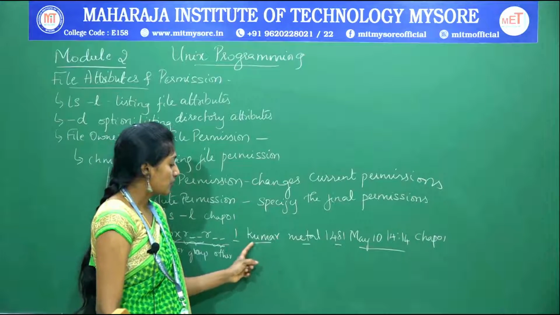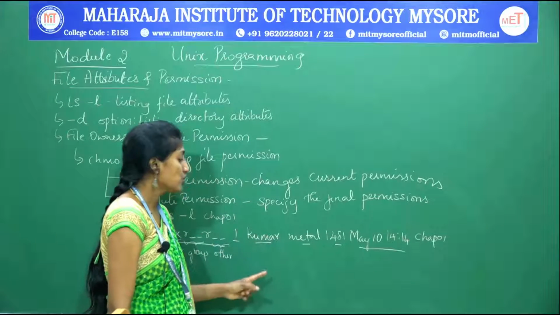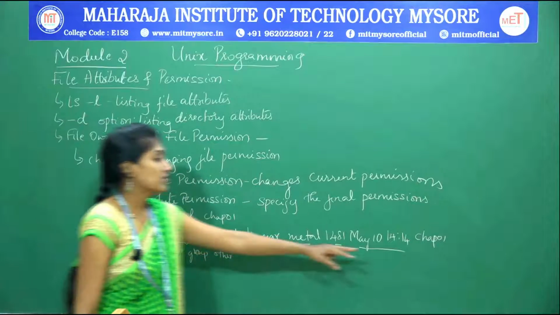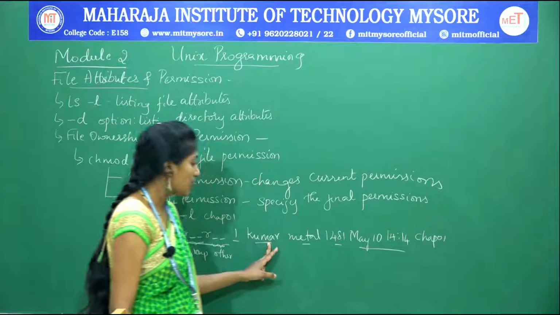The third column output displays the user of this particular file, or the owner of the file. So, the owner of the file here is Kumar.